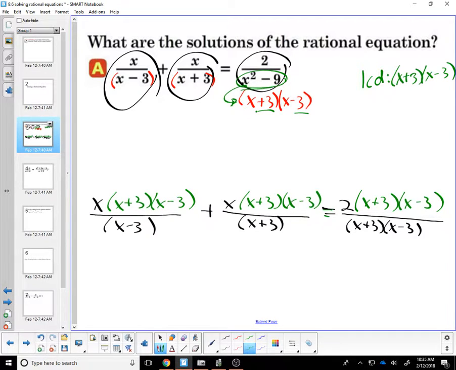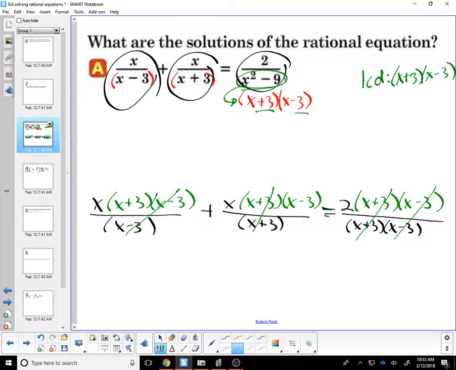Now, Mr. Munoz, looks like you just made that harder, right? And actually, we did it because, remember we keep saying anything over itself is 1. So look what happens. That's a 1. That's a 1. That's a 1, and that's a 1. What happened to all my denominators? Gone! There's no more denominators.